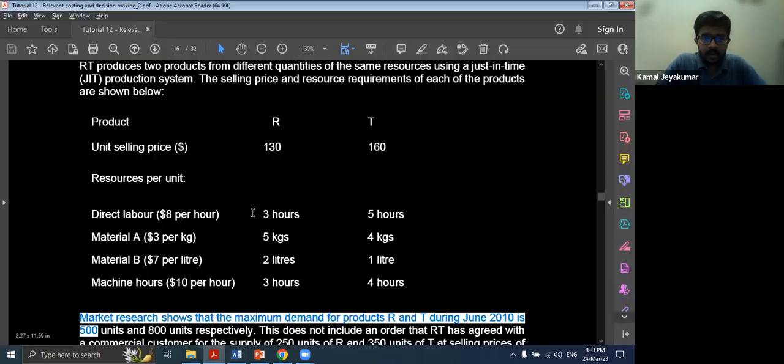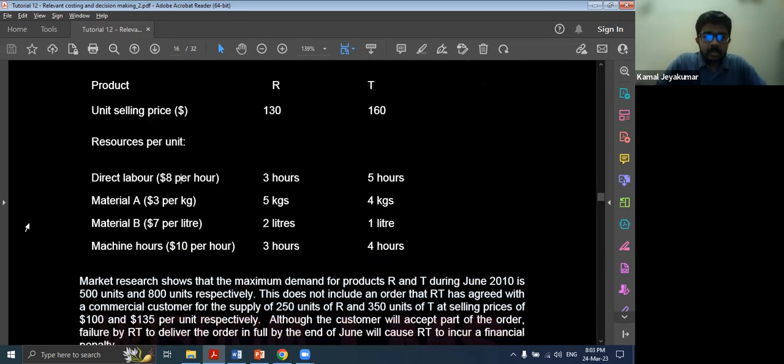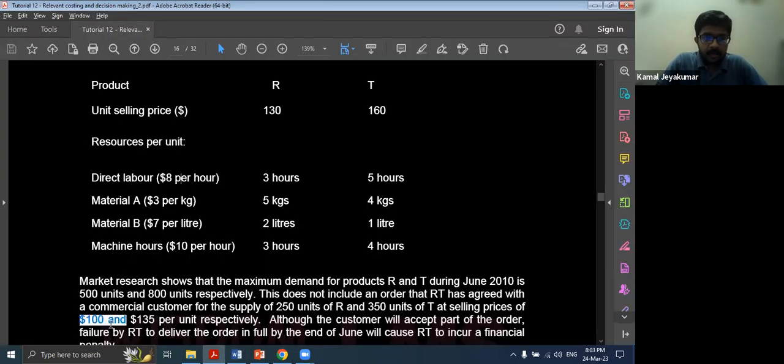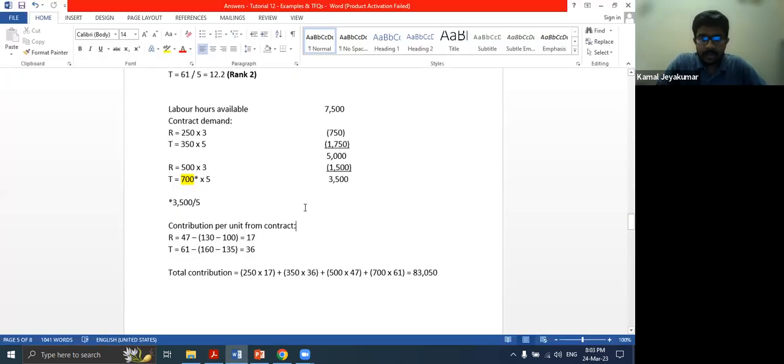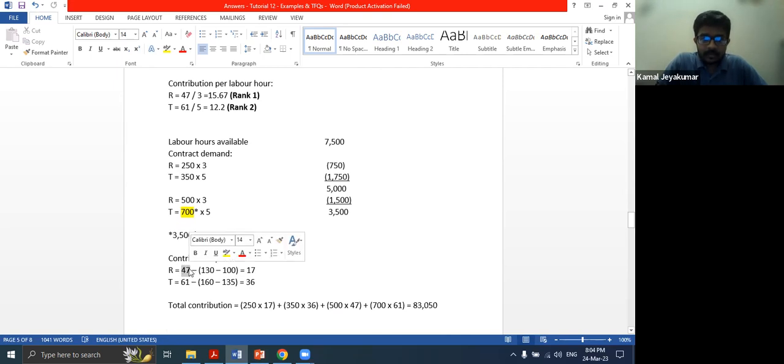Now remember guys, in your contract, your selling prices are a little different, right? To the market, you sell at $130, but to your commercial customer, you're giving it at $100, right? So you have to separately calculate the contribution for these two, right? So here you have to calculate your contributions per unit from the contract separately. What they have done here is you can do this from the beginning, $100 minus each of the costs. But what we have done here is we already calculated the contribution per unit for the market, $47 for product R. So we have taken that $47, and then we have taken the difference in the selling price and deducted it because we are selling it for a lesser price.